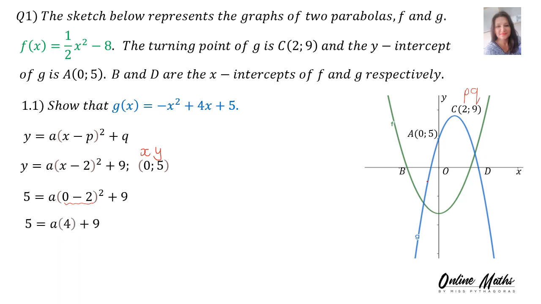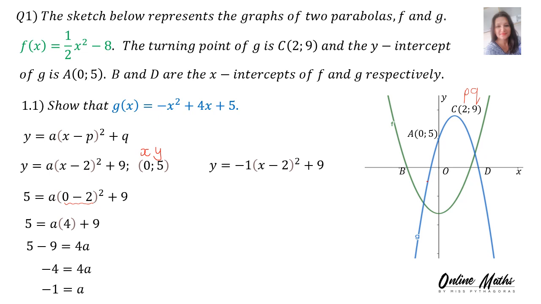And then let's solve a. So plus 9 will walk across. 5 minus 9 is 4a. 5 minus 9 is negative 4 is 4a. Divide away the 4, and therefore a's value is negative 1. Therefore, the equation is y is minus 1 bracket x minus 2 squared plus 9.